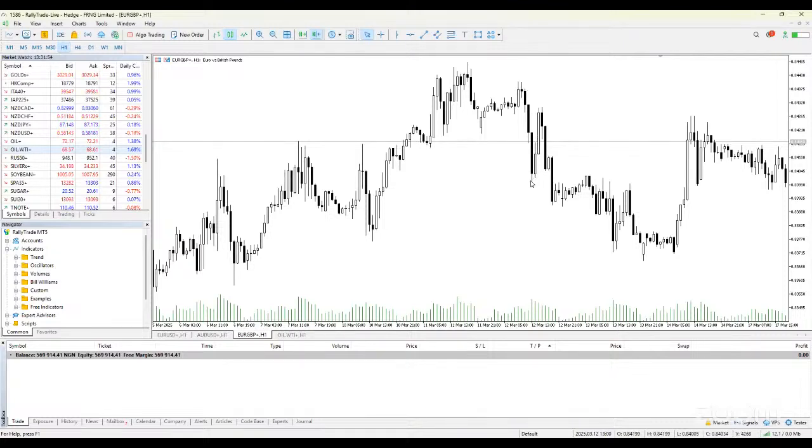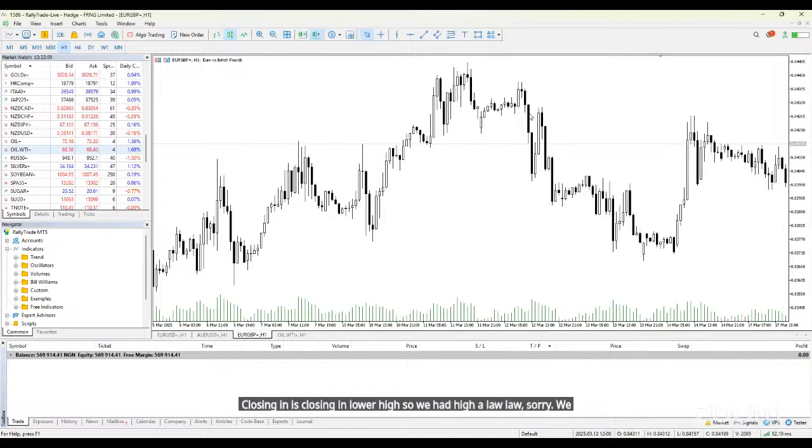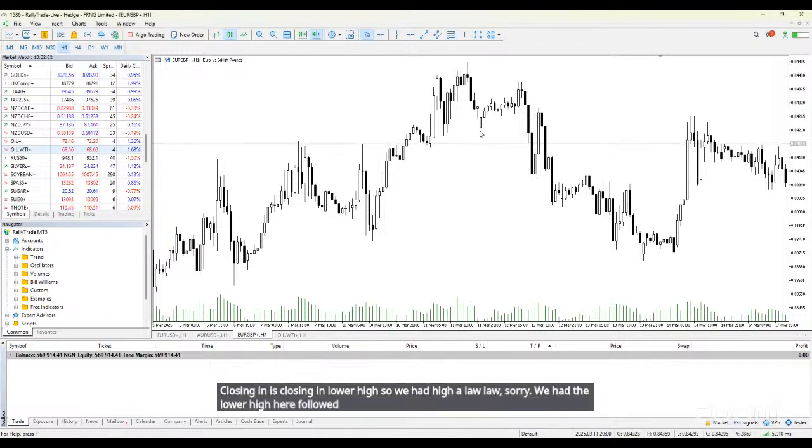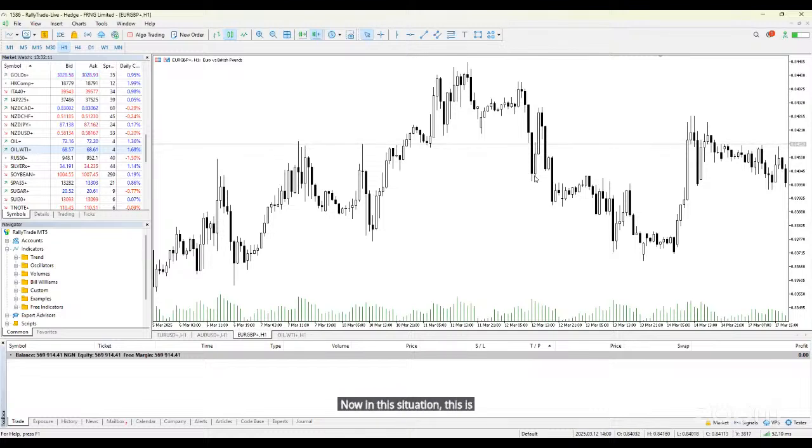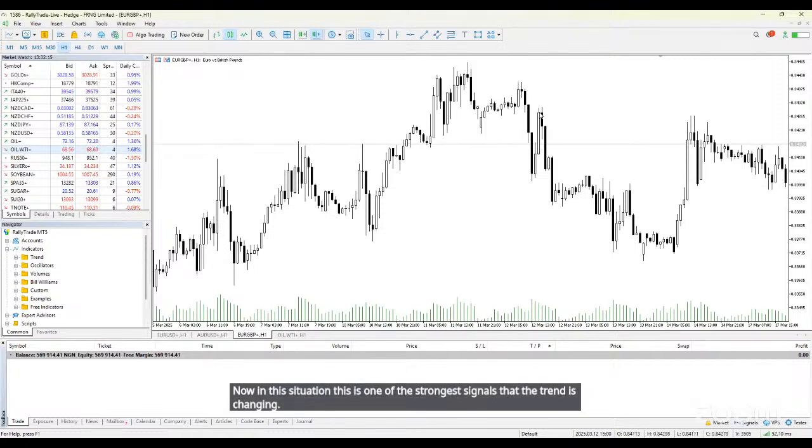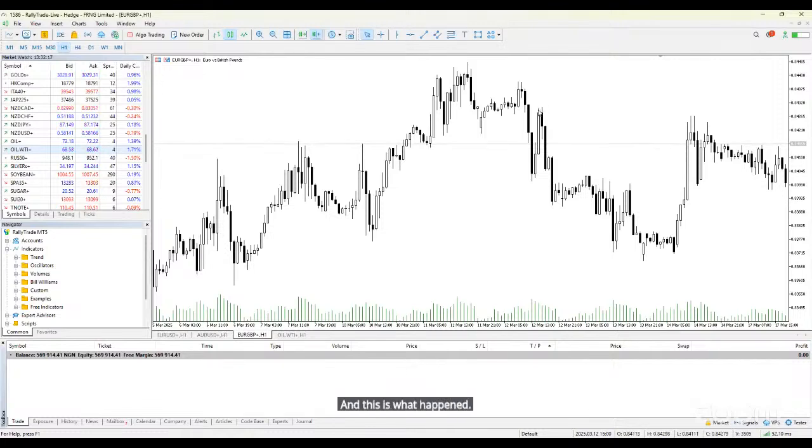Closing in is a lower high. So we had a lower low, sorry. We had a lower high here, followed by a lower low. This is a higher low, this is a lower low. Higher high, lower high. Now in this situation, this is one of the strongest signals that the trend is changing. And this is what happened: lower high, lower low, lower high, lower low, lower high, lower low.